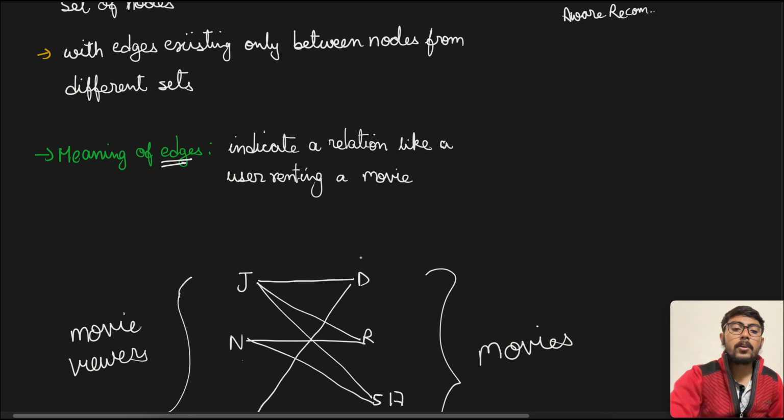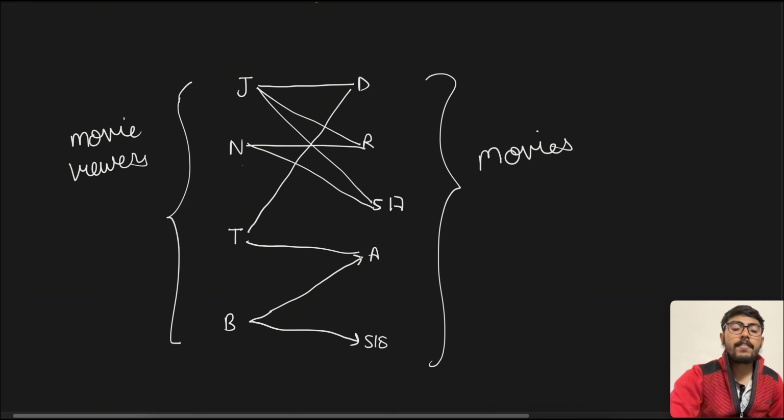So if we go below, we can see that we have this type of bipartite relation. On the left hand side, J is for Jack, N for Nick, T for Tom and B for Ben. All these four users or viewers have their particular relationship with the movies they have rented. Jack has rented D, R and S17. Similarly, Nick has rented R and S17, and so on and so forth.